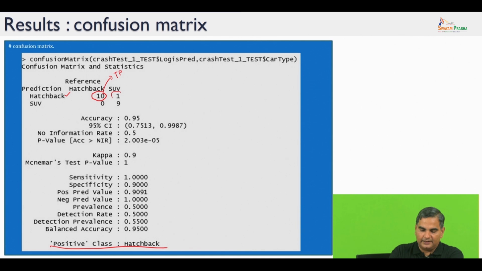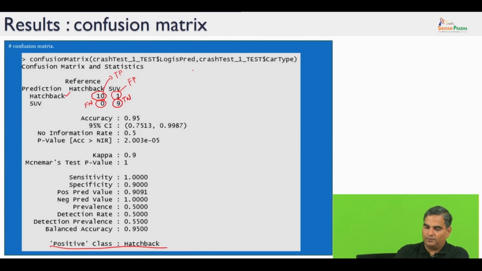Now, here the prediction is hatchback, but the truth is SUV. So, this is a false positive. Here the prediction is an SUV and the truth is hatchback. So, this is what I would call a false negative. And here the prediction is SUV and the truth is also SUV. So, we will call this a true negative.